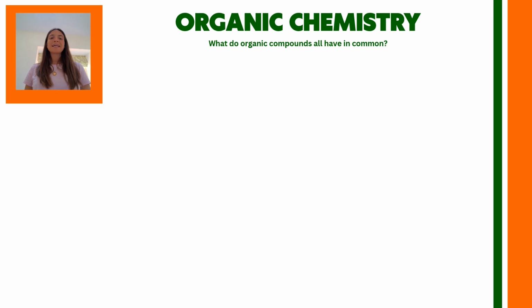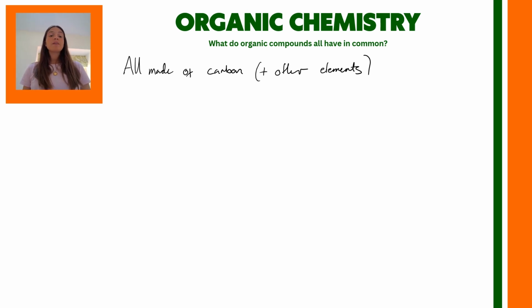Or if you're ready, let's dive straight in. Organic chemistry. So what do organic compounds all have in common? Well, they are all made of carbon and then other elements as well. That's what makes them an organic compound.